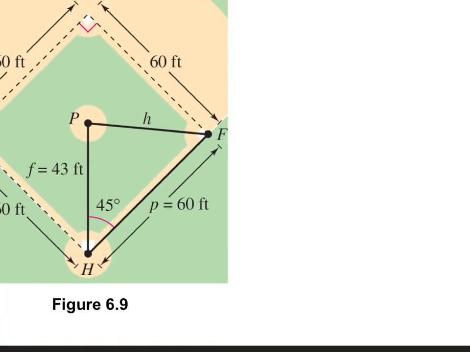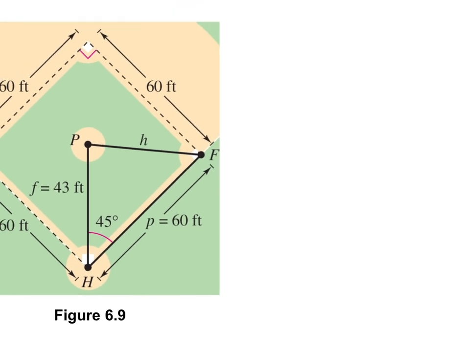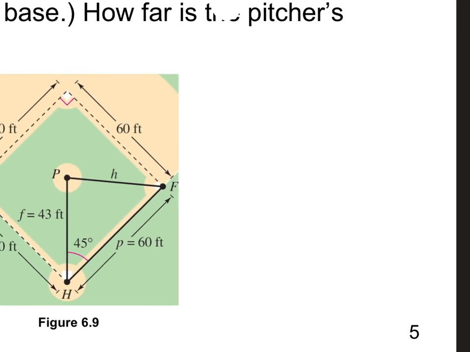So we're looking for h here. We are given an angle and two sides. How can we find that third side, h? What do we have to do? Can we use law of sines here? No, because we weren't given an angle and its corresponding side. So we can't use law of sines, we have to use law of cosines. So go back to your law of cosines formula.